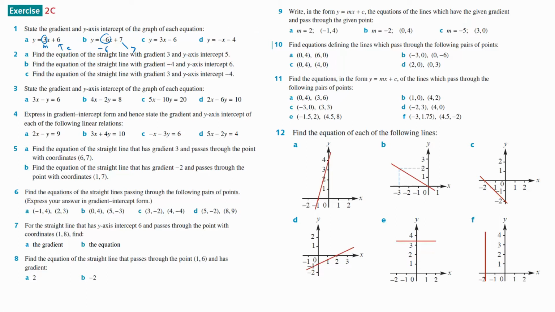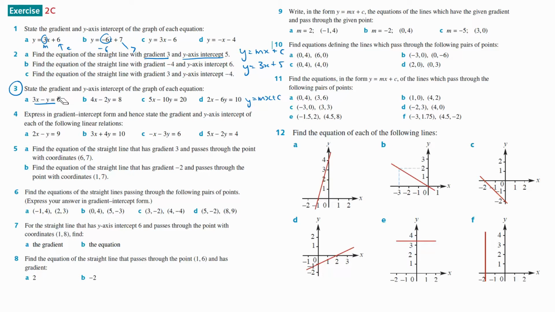Question 2, you can see, find the equation of a straight line. They give you the gradient and they give you the y-axis intercept. So that's pretty easy. It's y equals mx plus c. They told me the gradient already, so that has to be 3x, and they told me the y-intercept is 5. Done. So that's question 2. You go on to question 3. The problem is they're not in y equals mx plus c form, so you have to rearrange it using algebra.